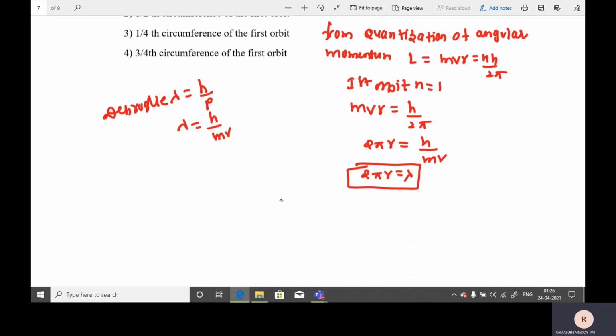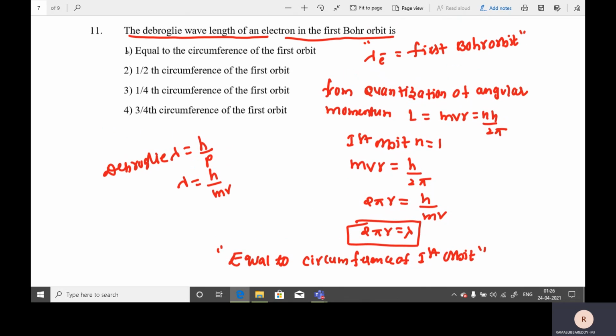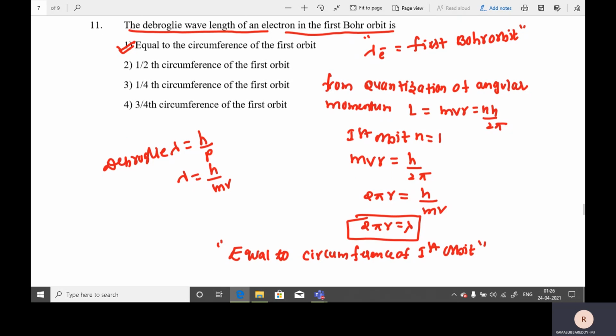This is equal to the circumference of the first orbit. 2 pi r is the circumference only. So hence our option 1 is correct, equal to the circumference of the first orbit. Clear? Next we will discuss the 12th question.